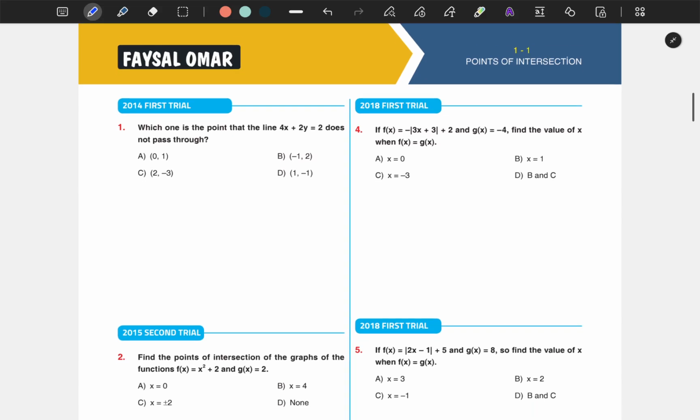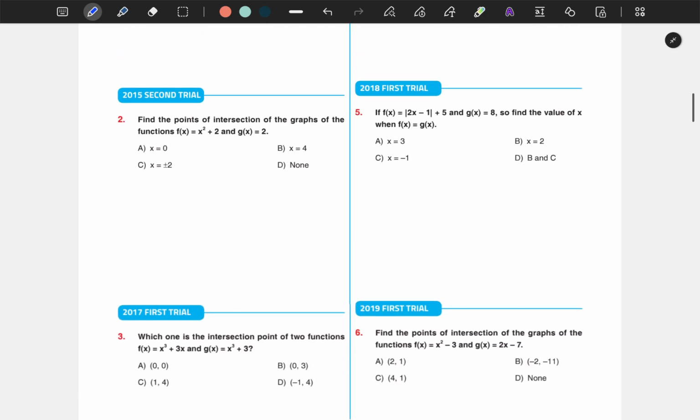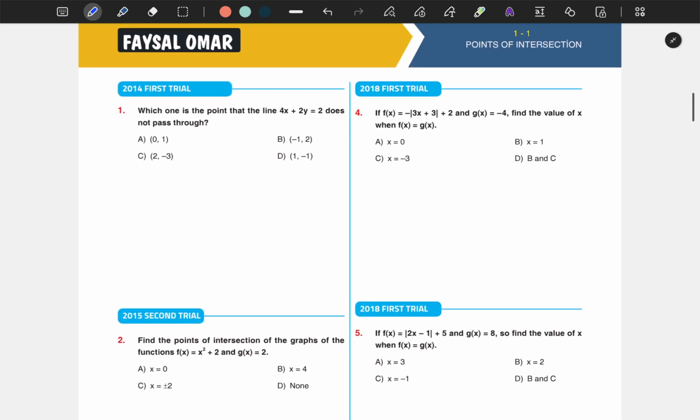Okay, which one does not pass through? It means which one, when you replace, is not satisfied. This one, guys, as I say this directly, you will check the options. Okay, when you replace x with 0, you will get 1. When you replace 2, you will get negative 3. When you replace 1, you will get negative 1. But when you replace the negative 1, it does not give you the 2, just replacing.